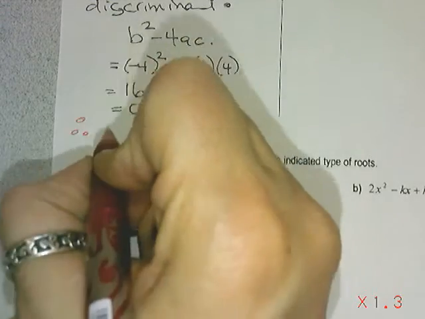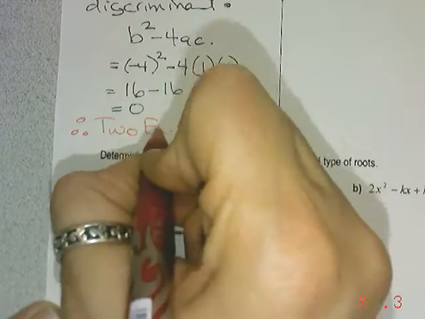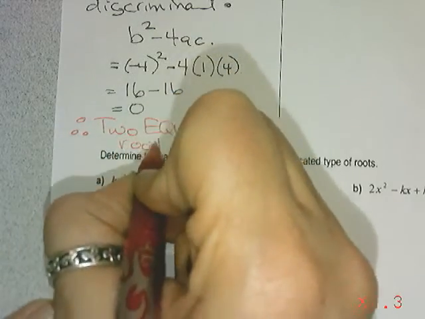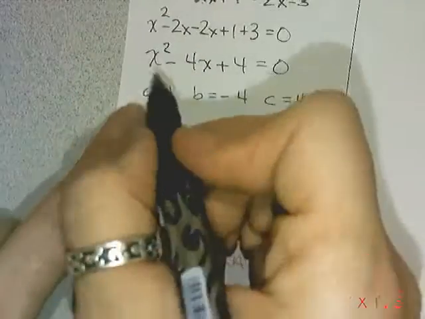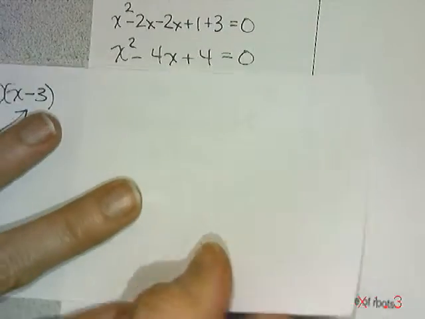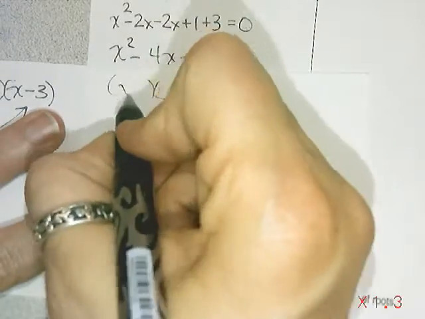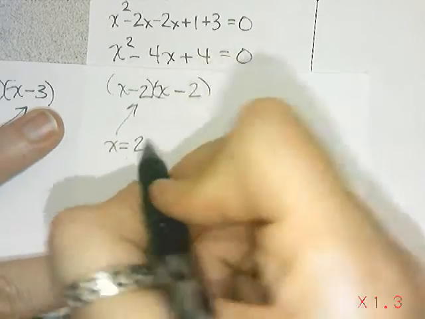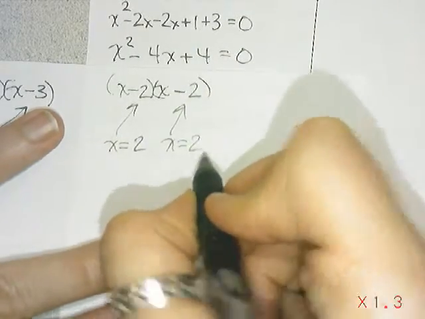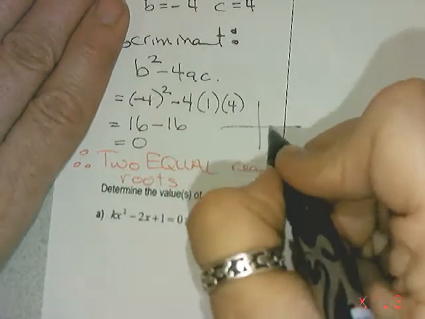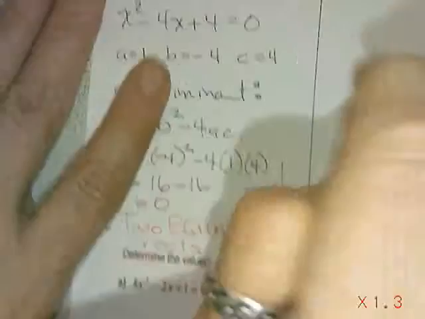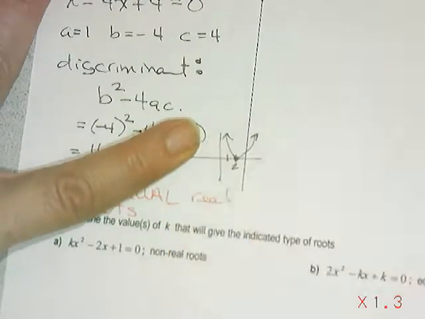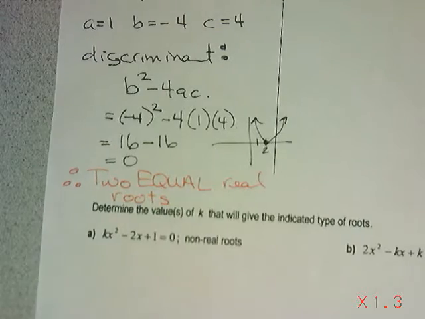So therefore, two equal real roots. In fact, if I did factor this to find out where those roots are, I would have x minus 2, my roots are at x is equal to 2 and x is equal to 2 right on top of each other. And so this sketch would look something like this at 2. I know I'm opening up because of my leading coefficient, and so perhaps I've got something like this as a parabola with two equal roots.